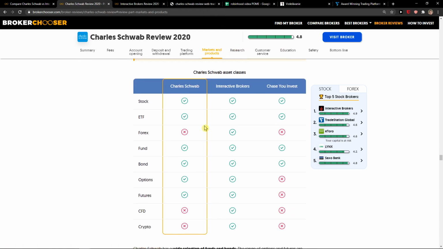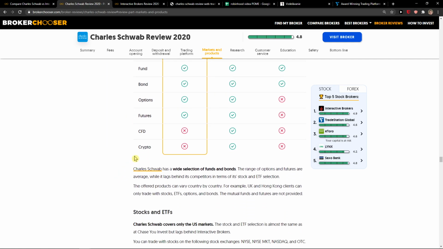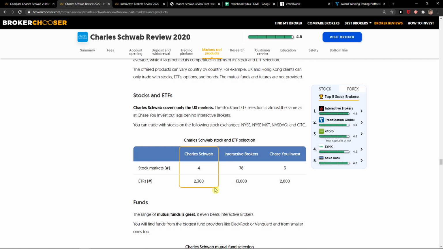Now, you're going to see markets and products here. Again, compared to Interactive Brokers, Charles doesn't have Forex, CFD or crypto. But Interactive Brokers is winning compared to Charles in how many ETFs and stocks they offer. So if you want to invest in foreign markets, you should probably use Interactive Brokers, simply because you get more markets you can invest in, like Asian, African, whatever. So this is what I would do.